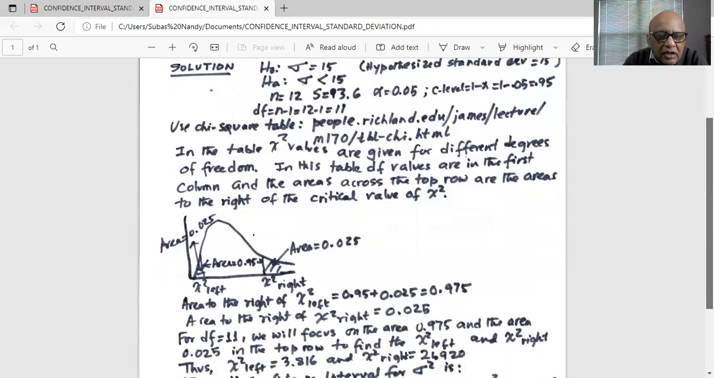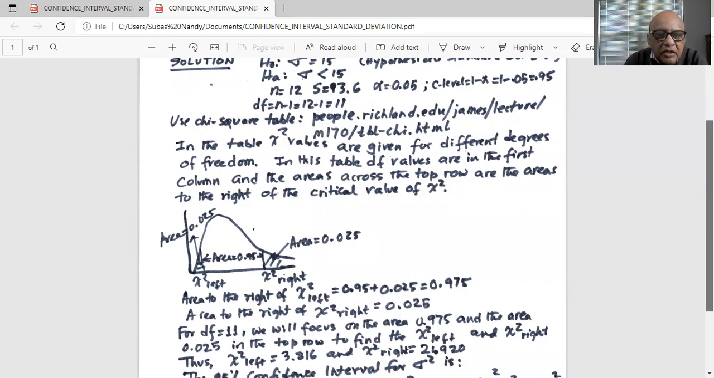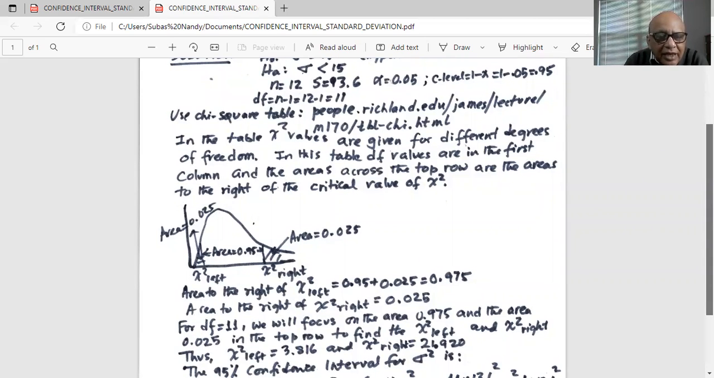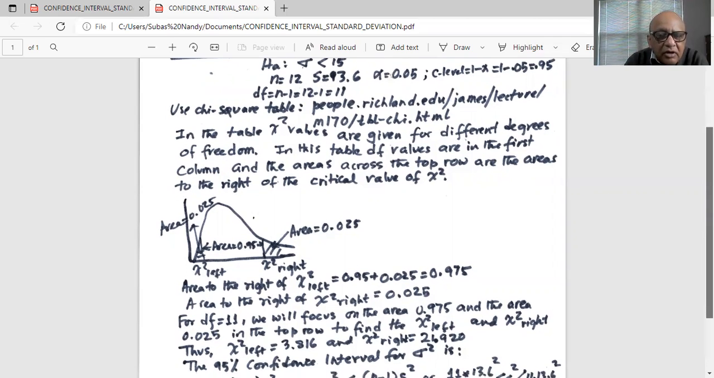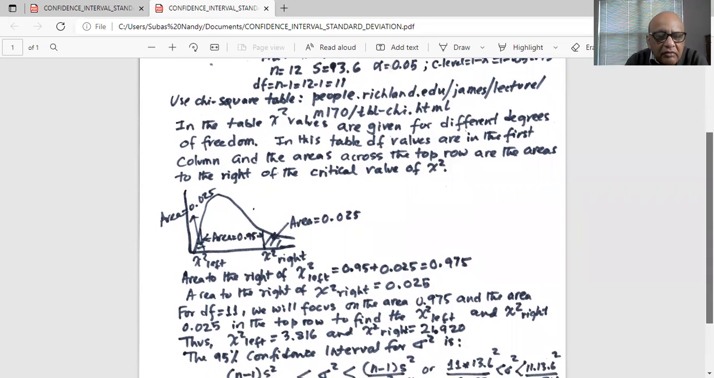Notice I have indicated two chi-square values on the horizontal axis. These are the critical values. One on the left is known as chi-square left, and one on the right is known as chi-square right. As I said before, the areas on the top row of the table are the areas to the right of the chi-square critical values. So for chi-square left, the area under the curve to the right of chi-square left is 0.95 plus 0.025 in the right tail. It's 0.975. And the area to the right of the other critical value, chi-square right, is only 0.025.